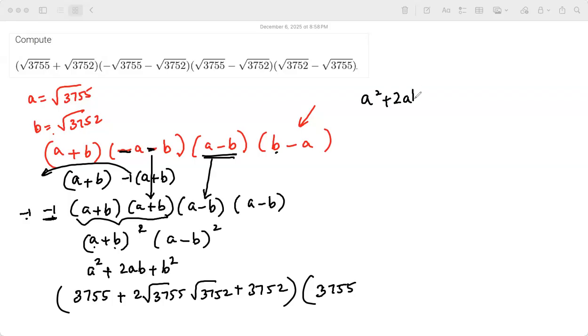A squared plus 2ab plus b squared. We'll see. No problem if you make a mistake, right? I don't know, it's multiplication, right? Oh yeah, it's multiplication. I didn't really do it like that.